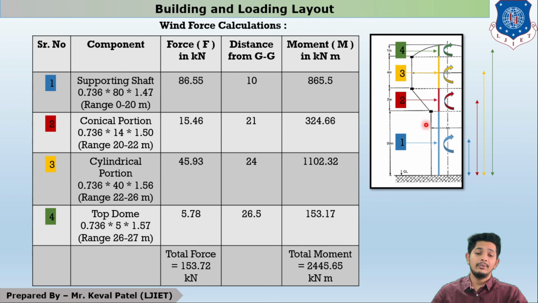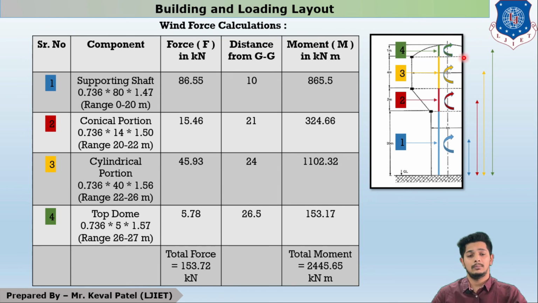Another distance, for the second component, will be the red arrowed line. It will be 20 plus half of 2, that is 21. So force into 21 will give me the moment. Again, for the third component, the cylindrical portion, the CG height is 20 plus 2, 22, plus half of 4, that is 2. So 22 plus 2, that is 24. So force into distance gives 1102.32 kilonewton meter moment.